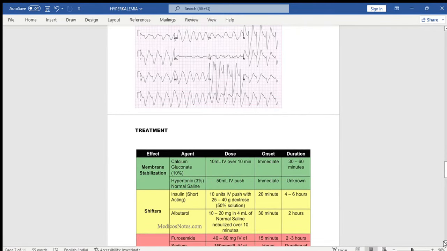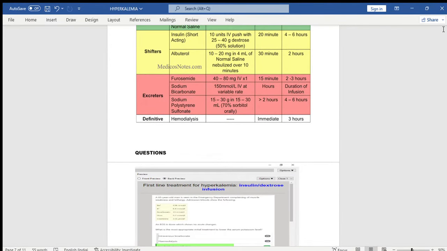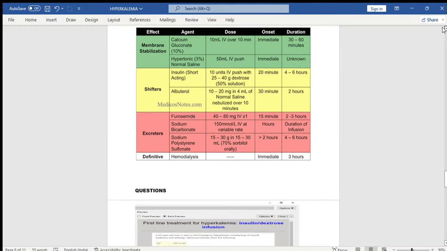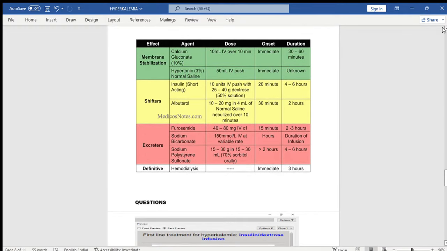Now once the ECG changes are clear, you need to remember the first change that happens is tall T waves, then the PR complex elongates, then the P flattens out, followed by widening of the QRS complex, and then you have a sine wave pattern, which is a sure shot death for the patient. So we need to catch these patients when they are in that tall T phase, and we need to correct the potassium rapidly, immediately, because hyperkalemia is a medical emergency. You could lose your patient just like that if you ignore this.